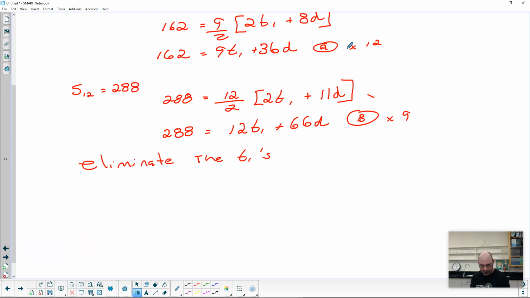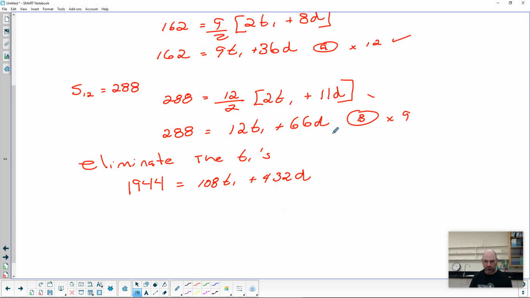So 162 times 12, that's going to give us 1944. Okay, 9 times 12, T1s, that's 108 T1. Okay, and then finally we have to take 36D times 12. So 36 times 12, that's 432D. Okay, so that's this equation right there, multiplied by 12.